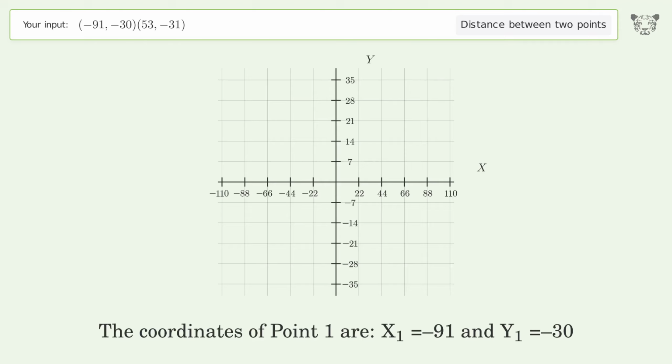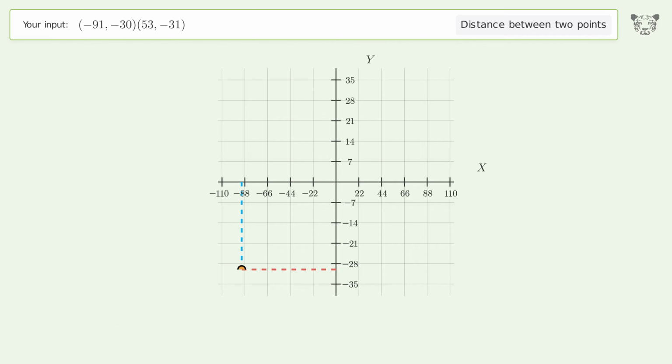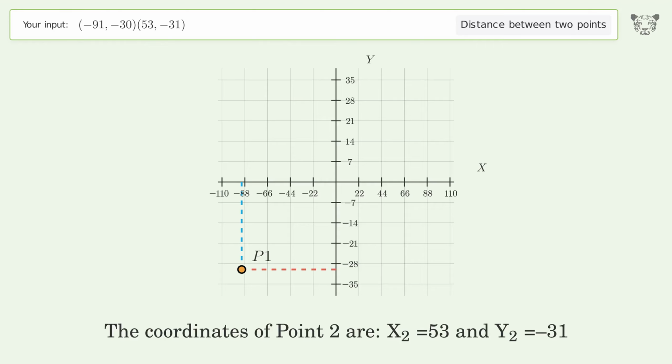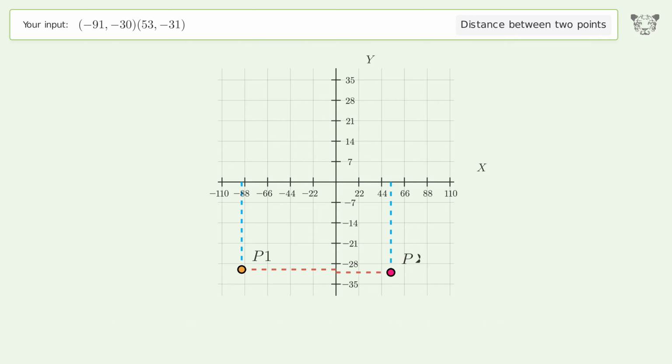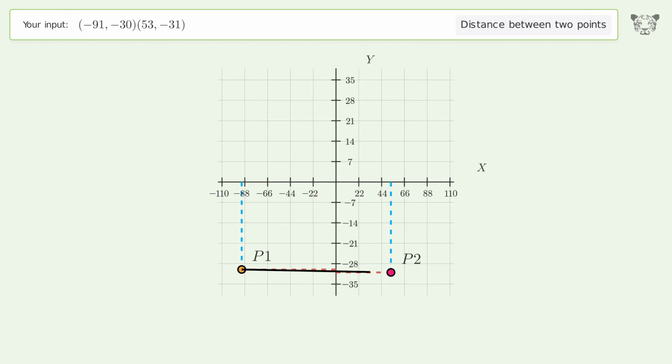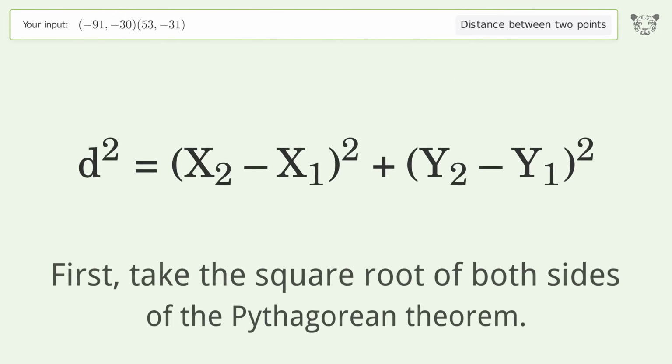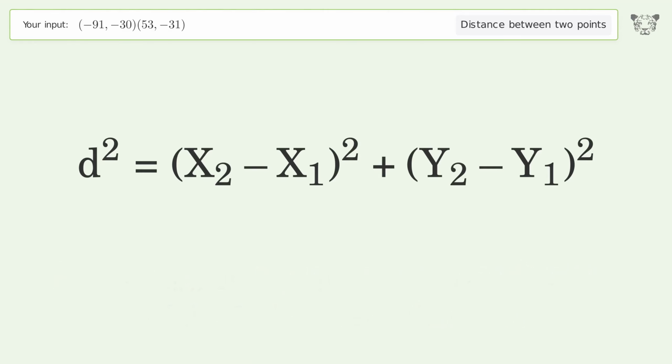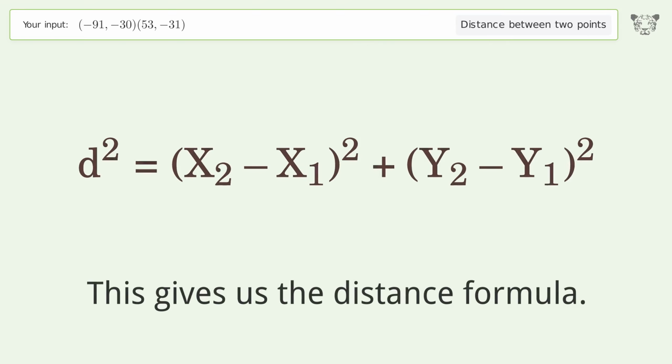The coordinates of point 1 are, x1 equals -91 and y1 equals -30. The coordinates of point 2 are, x2 equals 53 and y2 equals -31. D is the distance between the 2 points. First, take the square root of both sides of the Pythagorean theorem. This gives us the distance formula.